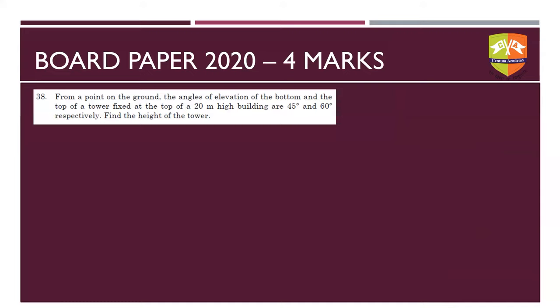This is again a previous year paper. Do it. From a point on the ground, the angles of elevation of the bottom and the top of a tower fixed at the top of a 20 meter high building are 45 and 60. Find the height of the tower. Now, this happens in many of the apartments. They will have these mobile towers these days. So you can measure the height of the tower by this, or the height of the building.